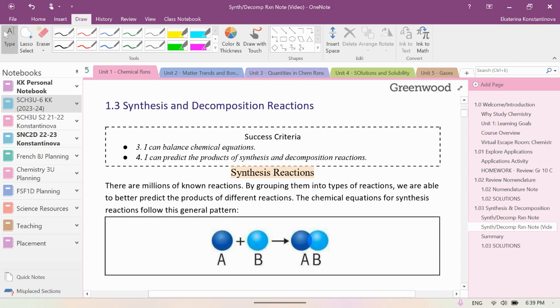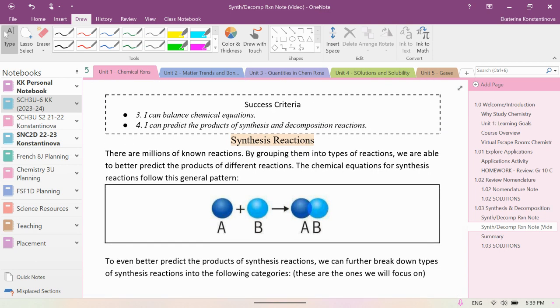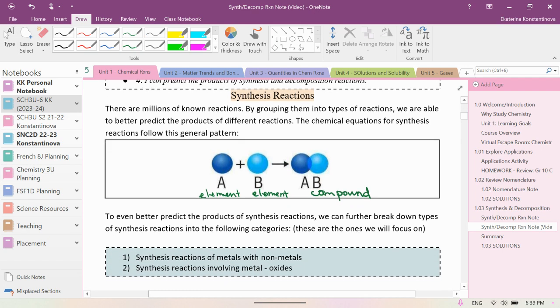The chemical equation for synthesis is the following pattern. When you have an element react with an element, you will form a compound. So A plus B will make AB. In the previous video, you learned about ionic compounds, which are metal and nonmetal, and you learned about your molecular or covalent compounds, which are two nonmetals.